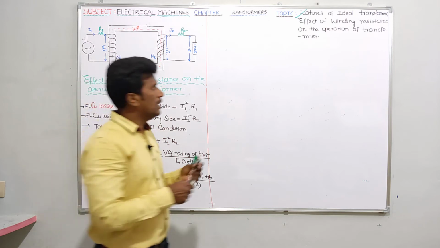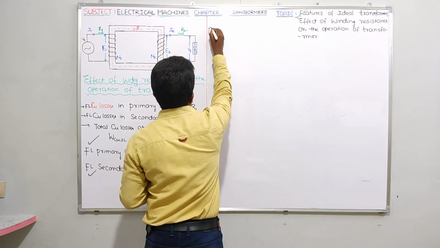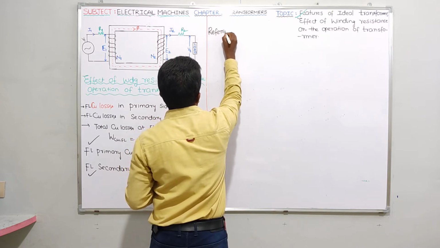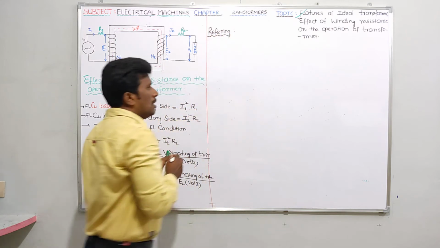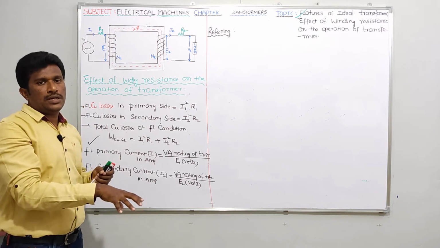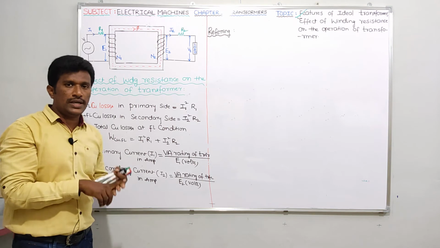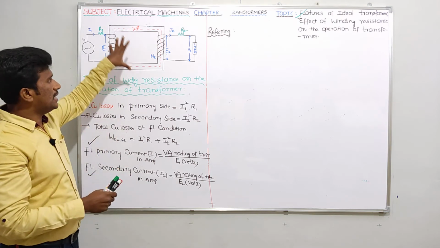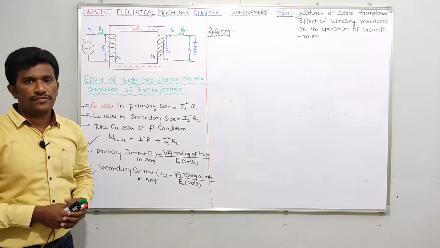What is that? Referring, a very important definition. I'm just going to write here. Referring means very simple here. See, the process of transferring transformer parameters. Transformer parameters may be resistance, reactance, voltage, current, whatever. The process of transferring transformer parameters from one side to another side is nothing but referring.